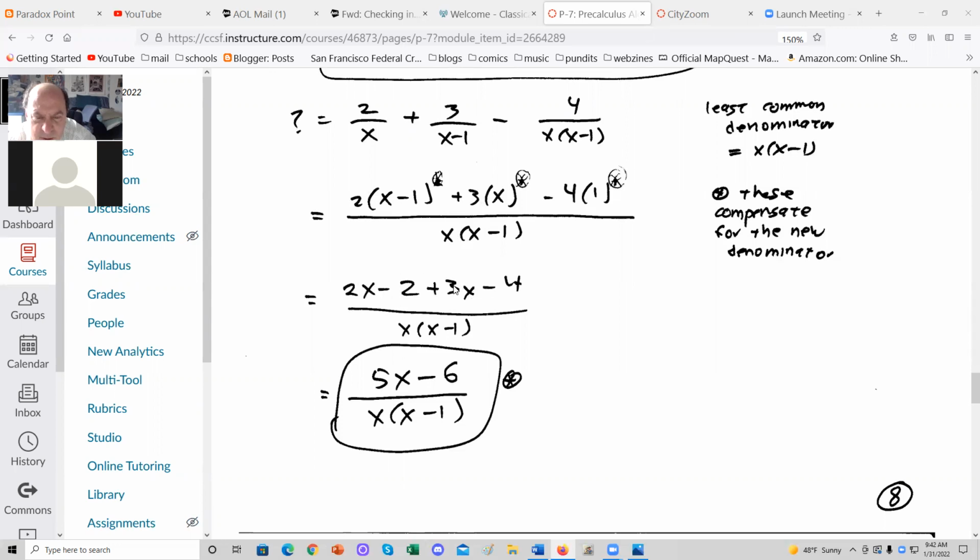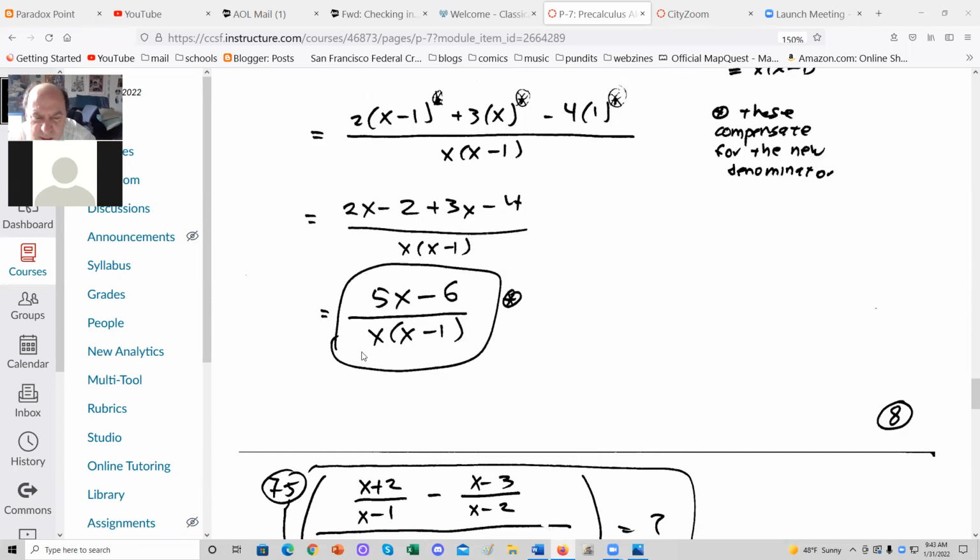Simplify: 2x plus 3x is 5x, minus 2 minus 4 is minus 6. And the result then is this: (5x minus 6) over x times (x plus 1). That ends that.